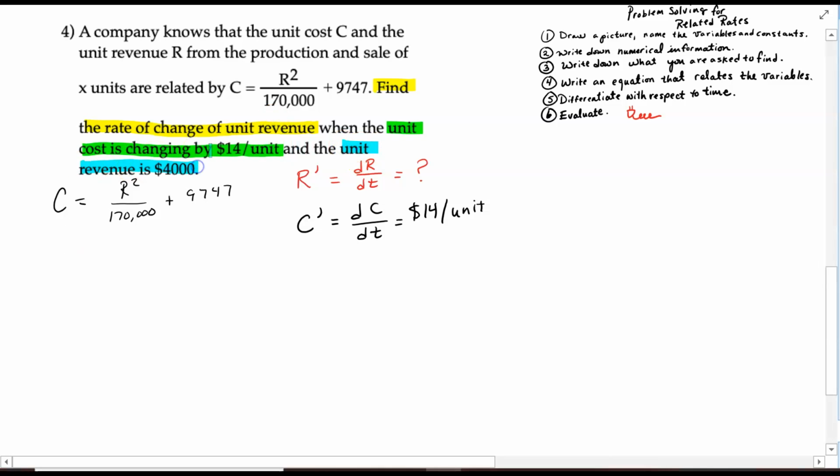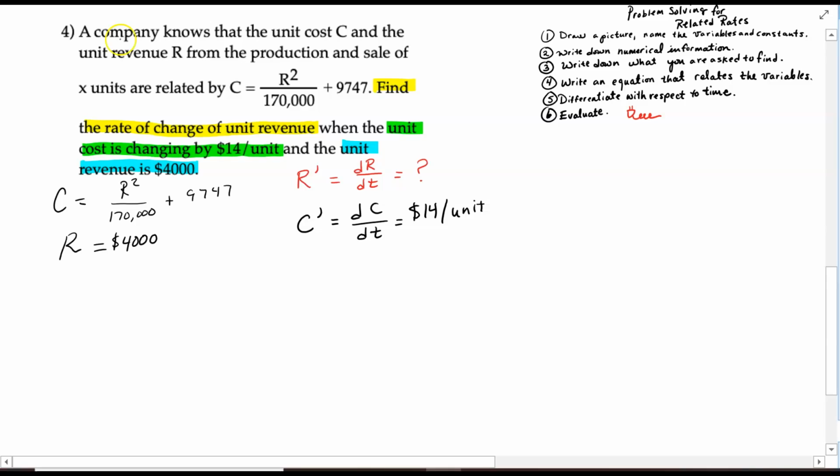Unit revenue is $4,000. What they're saying, in other words, is that R is 4,000. Okay, R is 4,000, and I've got all of the information basically that I need in order to go about solving this problem. Now all I have to do is take the derivative. And again, this is like a big implicit differentiation problem. You account for the rate of change of everything though, every variable in this case.